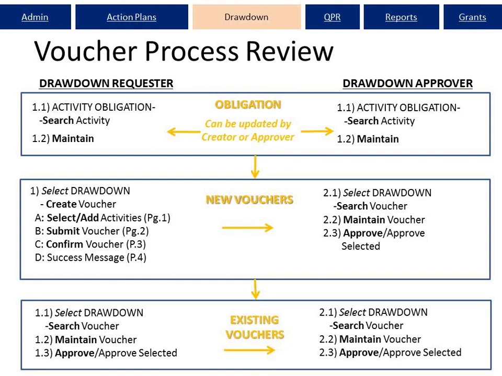Grantees would have to search and then hit the maintain link to do the obligations. For the vouchers, creating a new voucher, there's a few different steps. You hit the add button, hit submit, confirm, and it actually has pages 1, 2, 3, and 4. If you don't get to page 4, you don't have a draw.